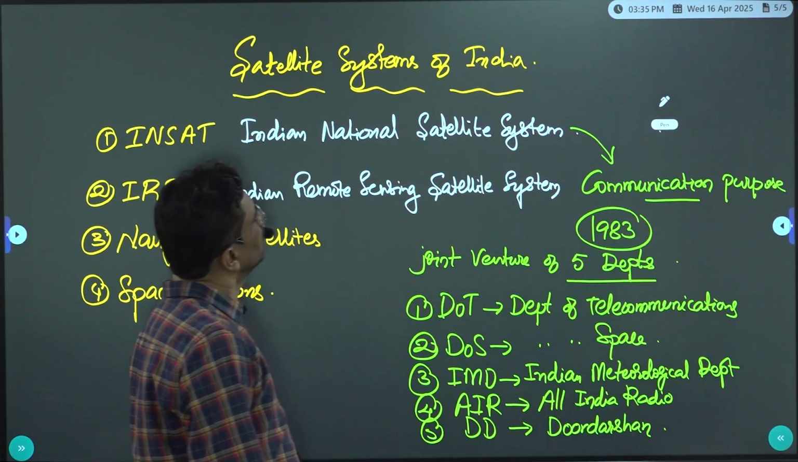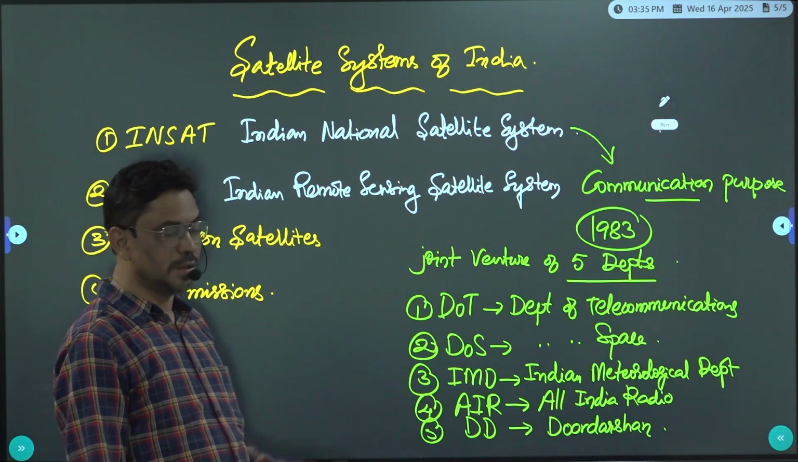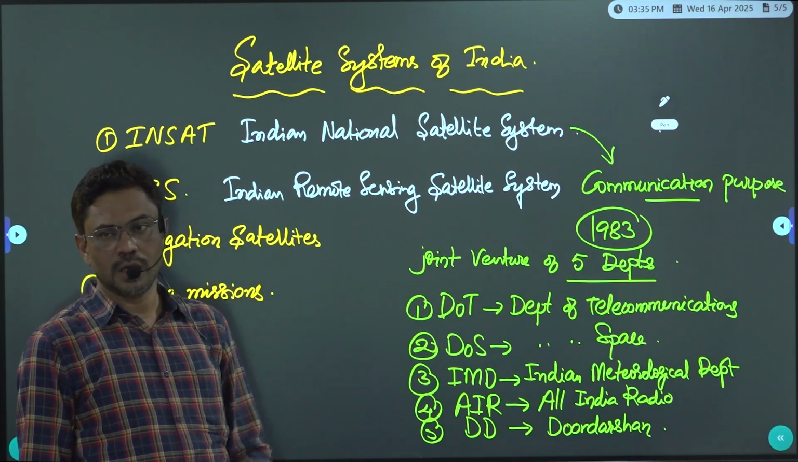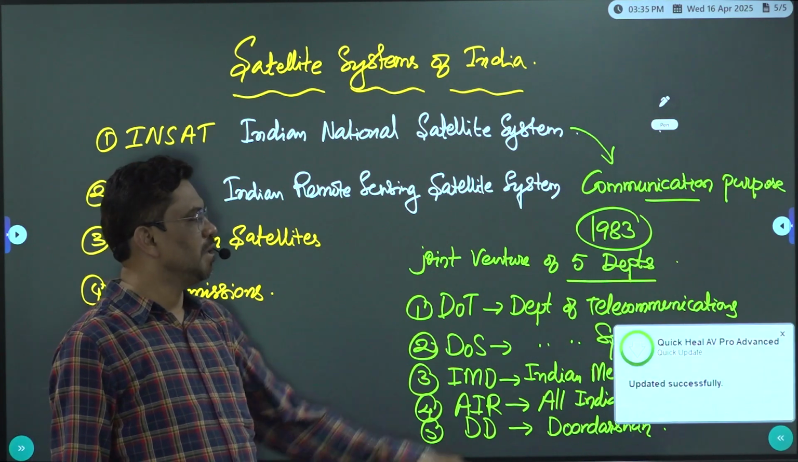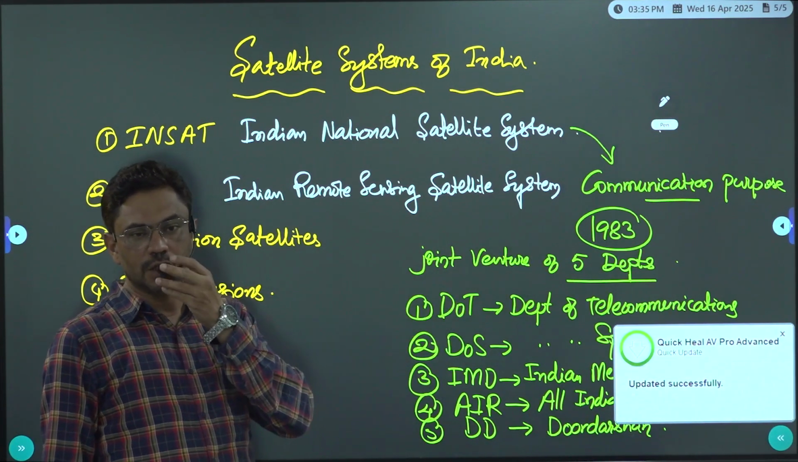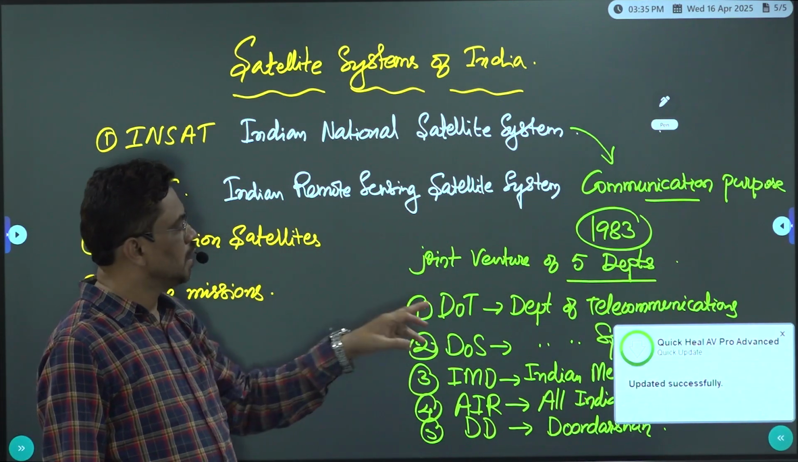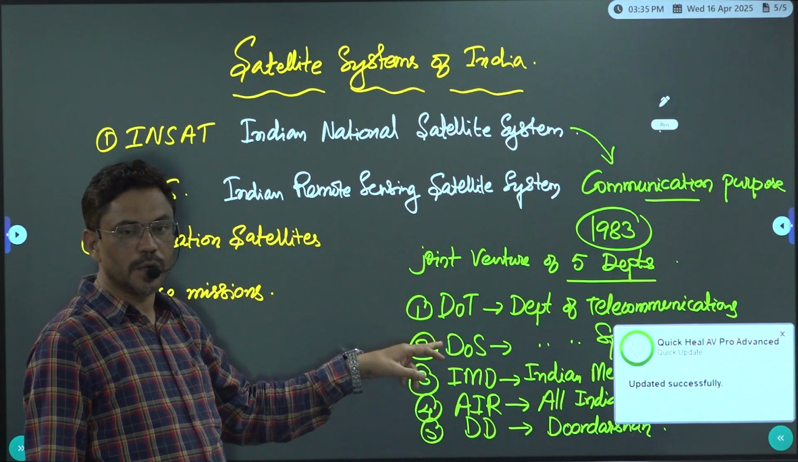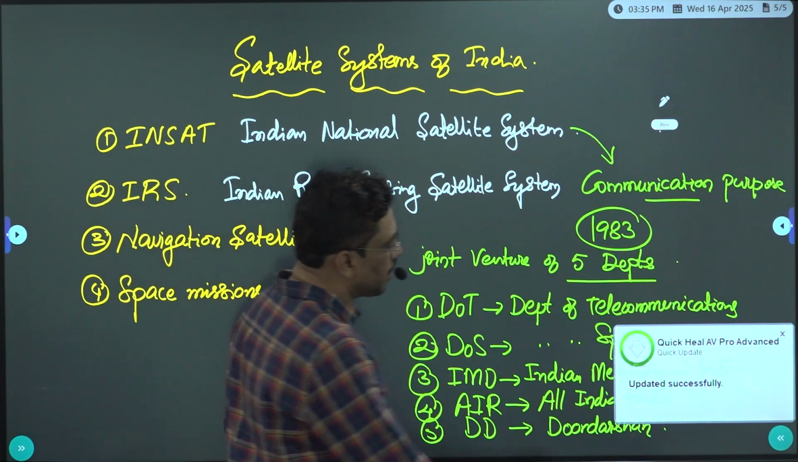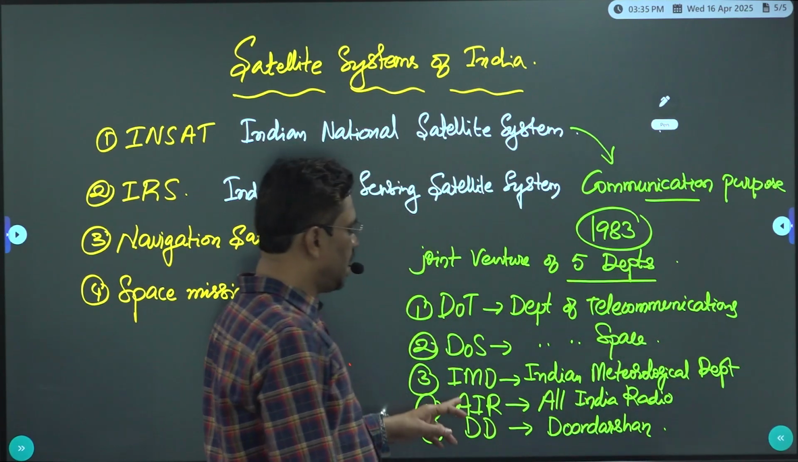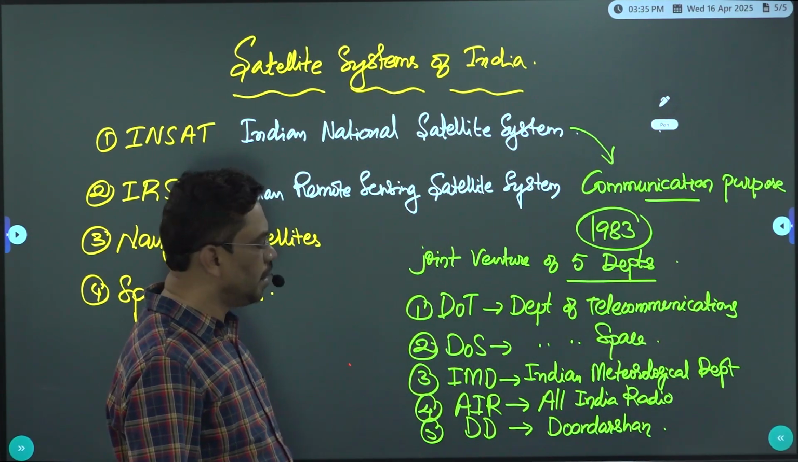So the INSAT system is mainly meant for communication purpose. To strengthen the communication system, it was commissioned in the year 1983. It is a joint venture of 5 departments: Department of Telecommunications, Department of Space, IMD, Indian Meteorological Department, AIR, All India Radio, and DD means Doordarshan.